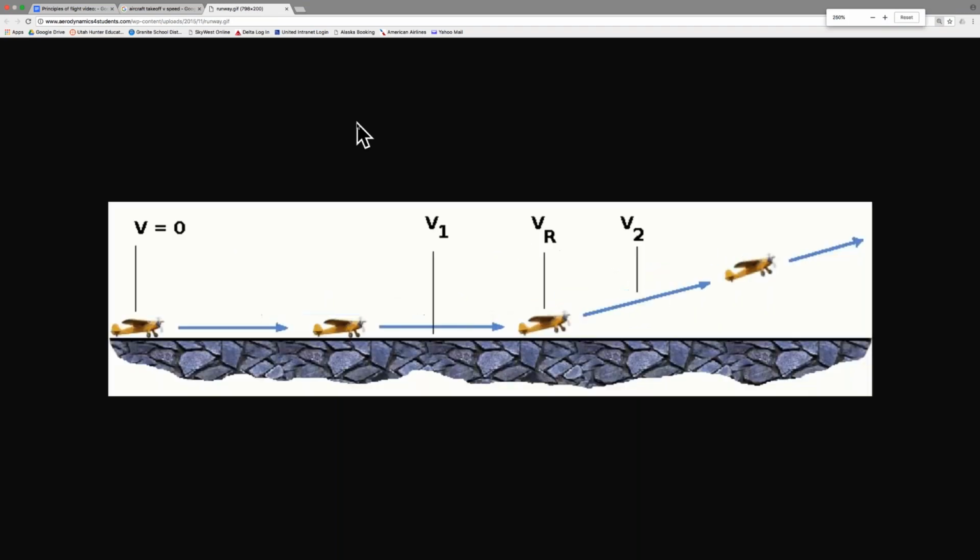V stands for velocity, right? So we've got V0, which is just standing still on the runway, ready to take off. We have V1, VR, and V2. Okay. So you'll hear these are actual callouts that pilots do when they're taking off. They'll also do one depending on what aircraft they're flying. In the CRJ, they'll call out 90 knots.